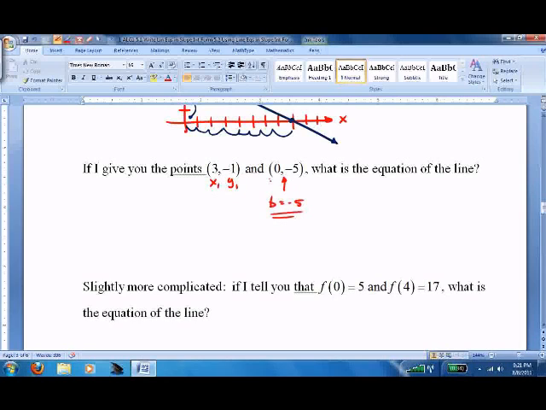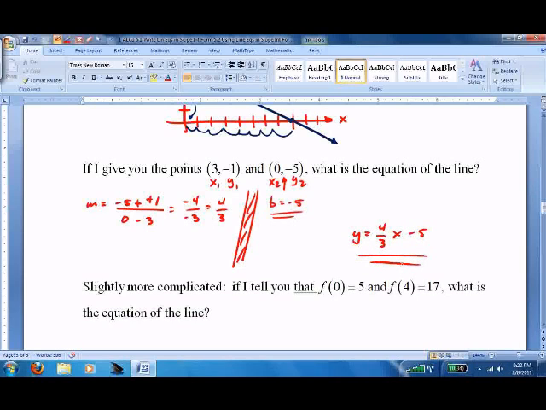We've done a little bit of this before, so we're going to have to practice it now. m equals y2 minus y1 over x2 minus x1, so 0 minus 3. In this case, -4 over -3, which equals 4/3. So there's our m value, there's our b value. The equation of the line is y equals 4/3 x minus 5.